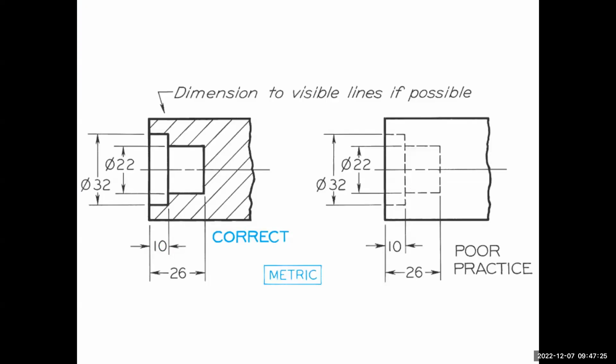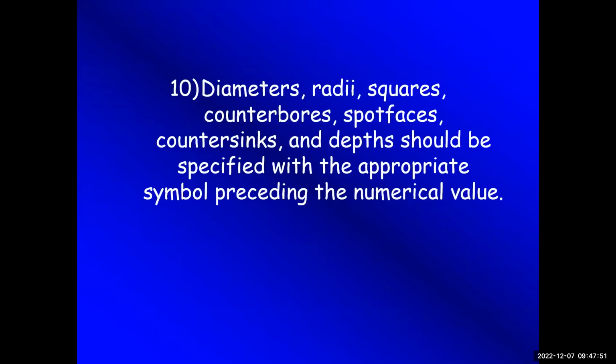Dimension to visible lines. Some of you are breaking this rule. We cannot dimension to hidden geometry. That's not a standard that we follow. So we dimension to visible geometries. So this is inappropriate, but if we show it in section view form, then we can dimension it because it's all visible. So get creative, stay away from those hidden lines.